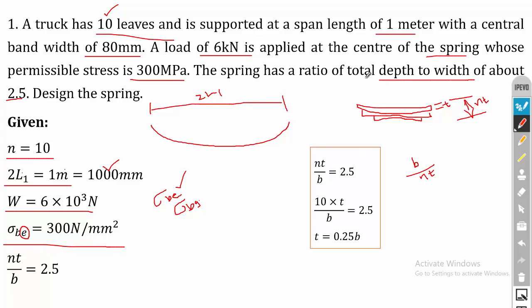Here in the problem, they have given this total depth to width. So I have considered nT by b is equal to 2.5. n is the number of leaves, T is thickness, b is the width. So substitute the value of n so that you will get T is equal to 0.25 b. So this is the ratio between thickness and the width of the leaf.